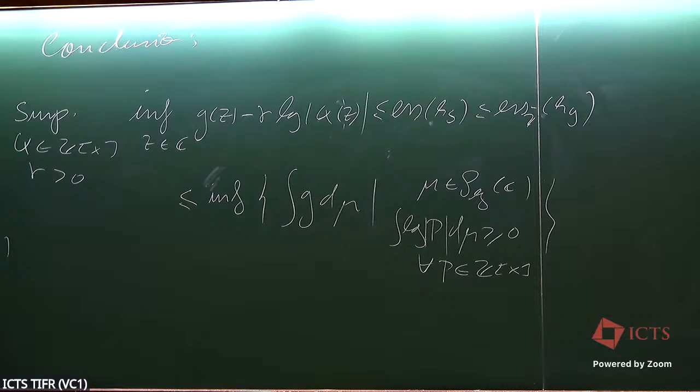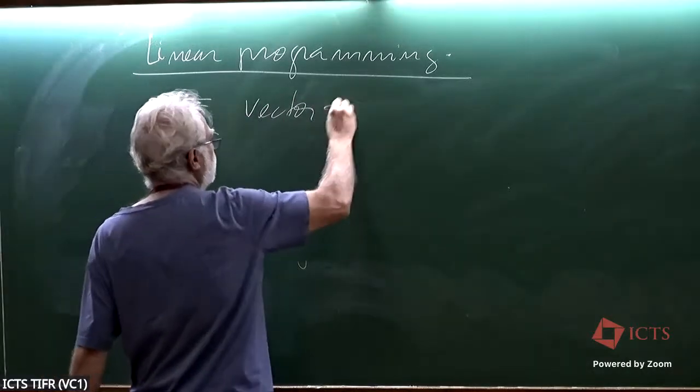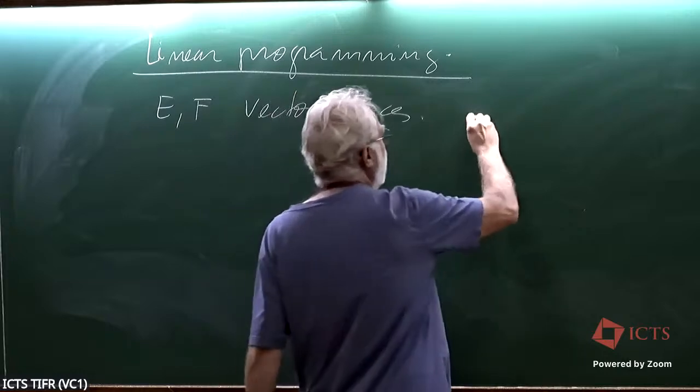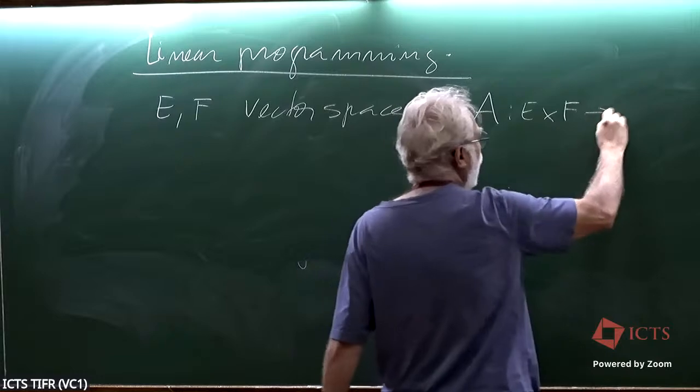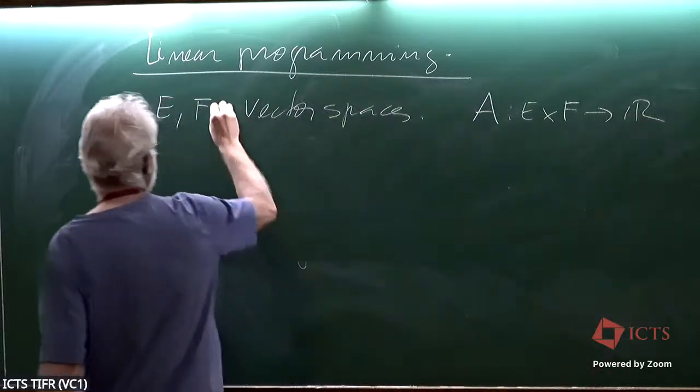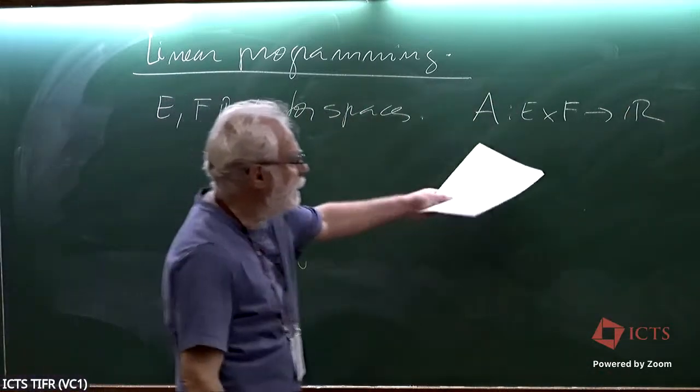A very simple problem, apparently. So, linear programming. Let me write down a very abstract version of linear programming because we will need this version in our setting. So what is linear programming? I need two vector spaces, E and F, vector spaces. Let's say that they are R vector spaces. And I have a bilinear map, A from E cross F to R.